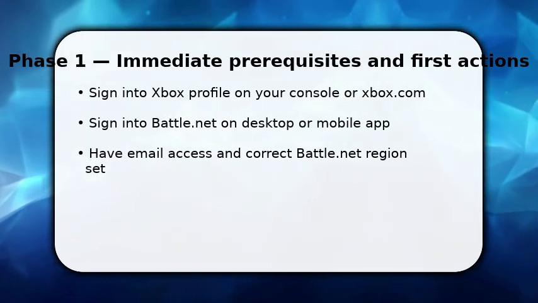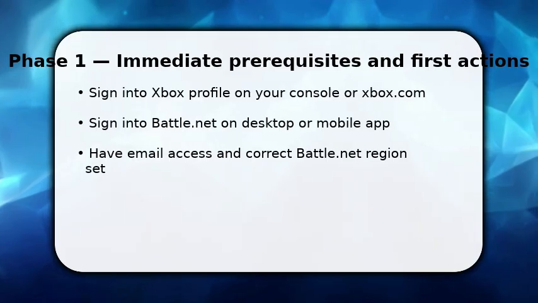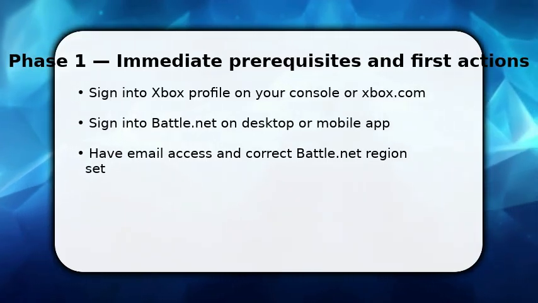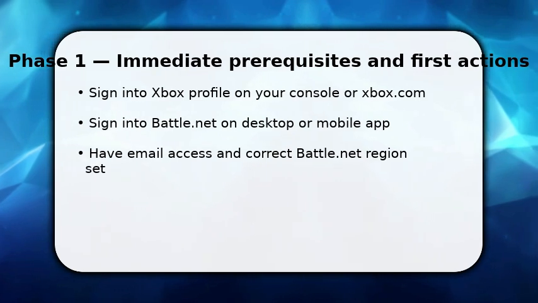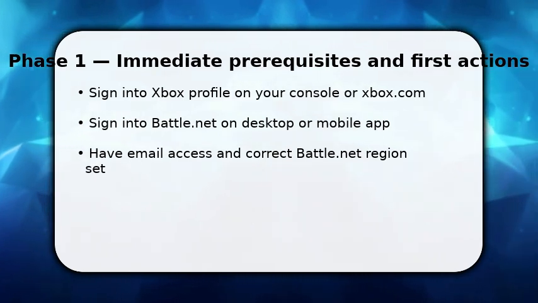Now, go to your Battle.net account settings and select the Connections tab. This is where you will initiate the Xbox link. Keep both devices logged in so you can confirm prompts quickly.